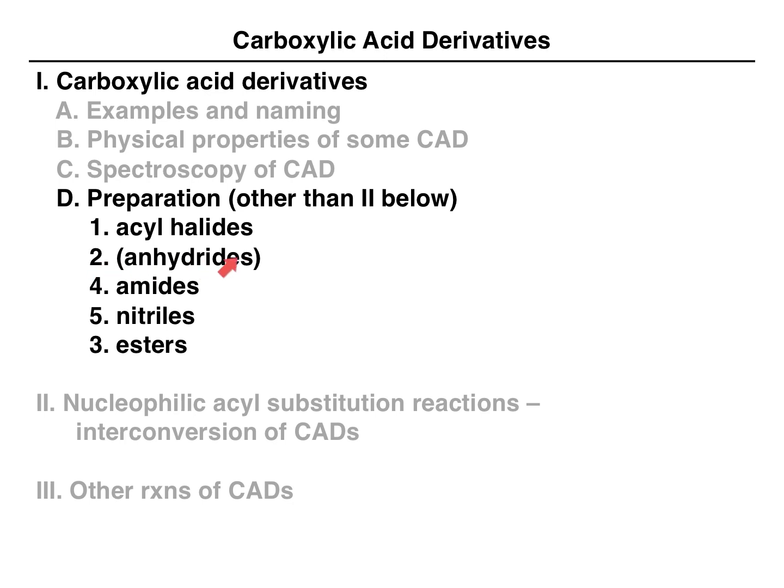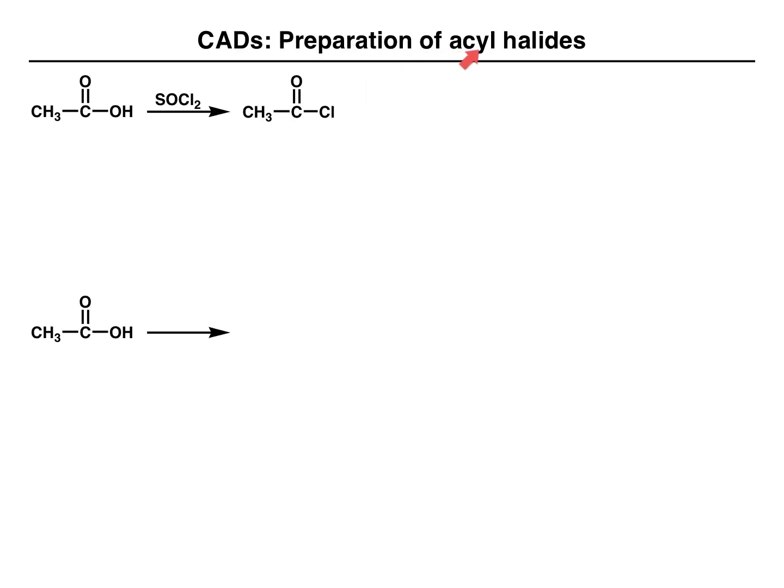We're not going to discuss any other ways to make anhydrides, and I save esters for last because it ties in nicely to other types of nucleophilic acyl substitution reactions. For the preparation of acyl halides, we can start with carboxylic acids. These can be treated with thionyl chloride to give the acid chloride. Alternatively, we can use oxalyl chloride, which would give the same acid chloride.